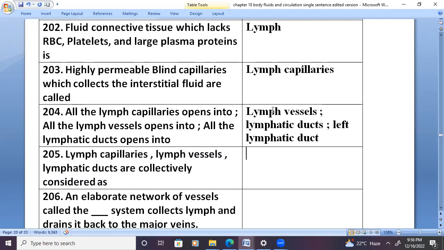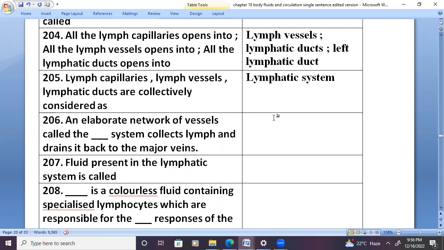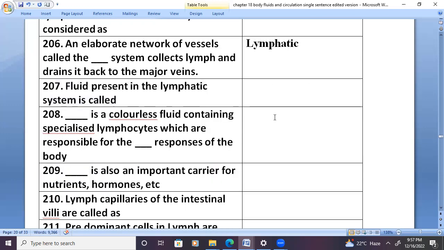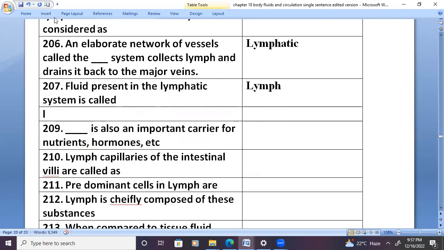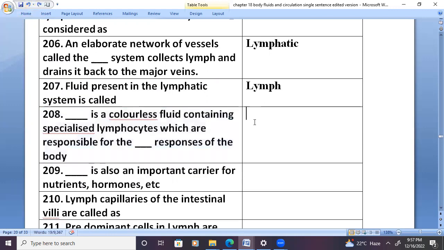Lymph capillaries, lymph vessels, and lymphatic ducts are collectively considered as the lymphatic system. An elaborate network of vessels called the lymphatic system collects lymph and drains it back to the major veins. The fluid present in the lymphatic system is called lymph. Lymph is a colorless fluid.